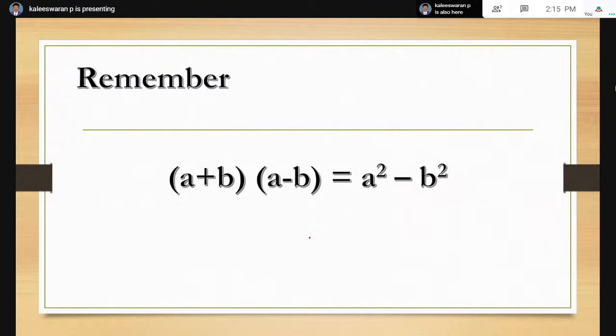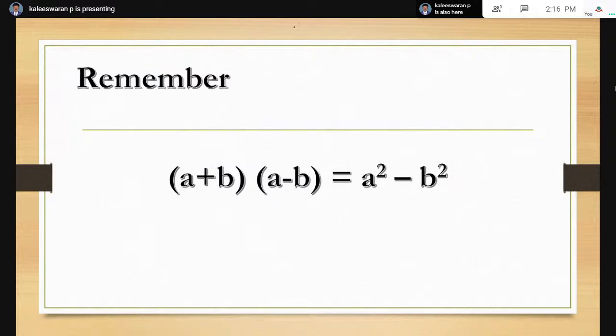Do you remember this formula? (A plus B) into (A minus B) equals A square minus B square. Yes, you already studied it in your school days. But what is the connection between this formula and this problem?